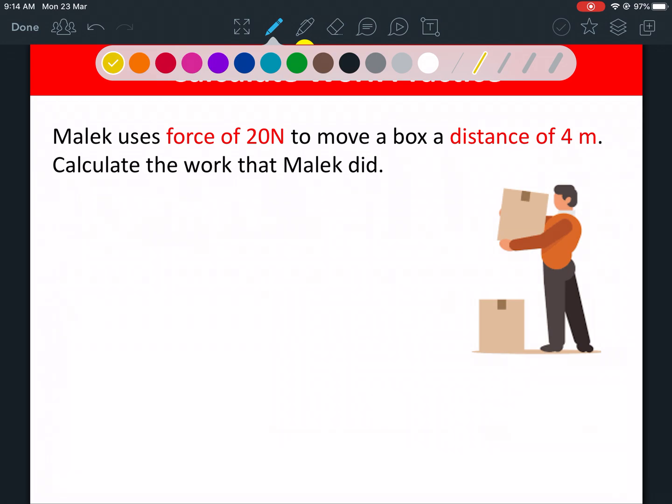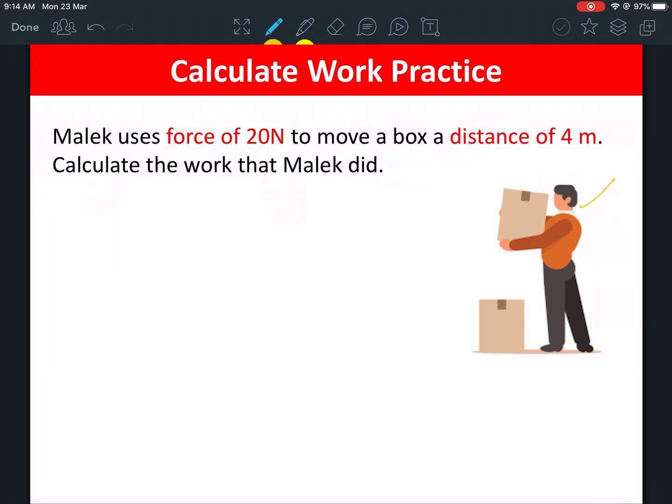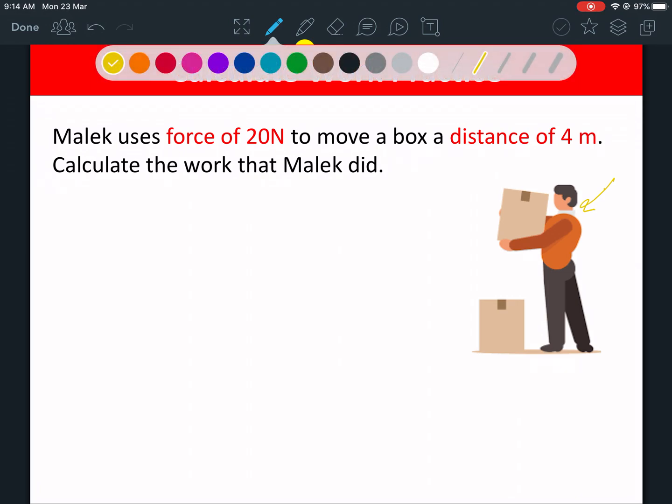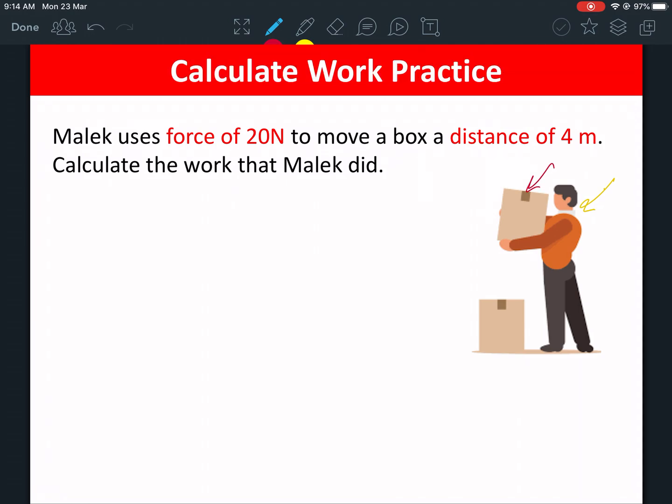Okay? So we have Malik. This is Malik, okay? Malik uses a force. I'm going to use a different color, let's use red. So Malik is moving this box. He's applying a force of 20 Newton and he's moving the box a distance of 4 meters. So we have to calculate the work.